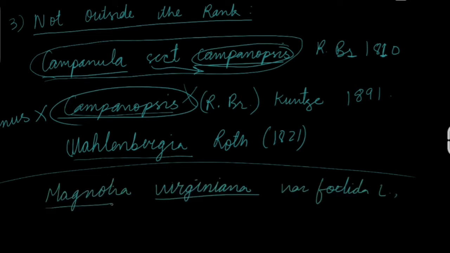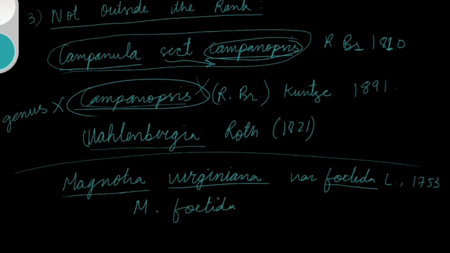Now this particular species, Magnolia virginiana, variety foetida, given by Linnaeus in 1753. Now when this is upgraded into the specific rank, into the rank of the species, in that case, it will not be called Magnolia foetida, since this particular name has already been used in the variety rank, variety level.